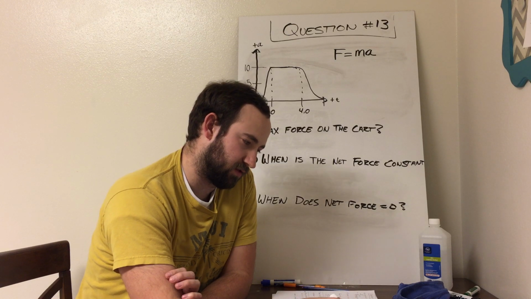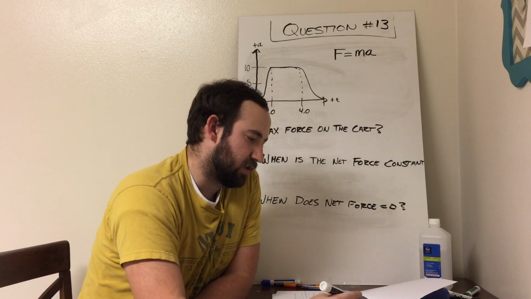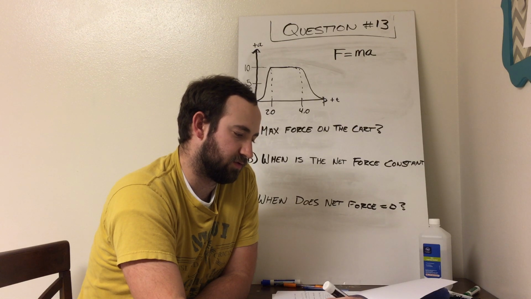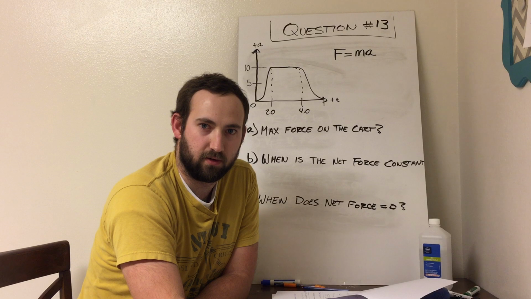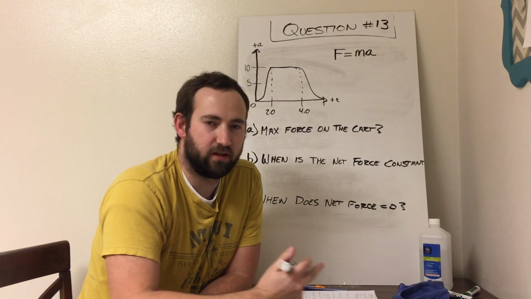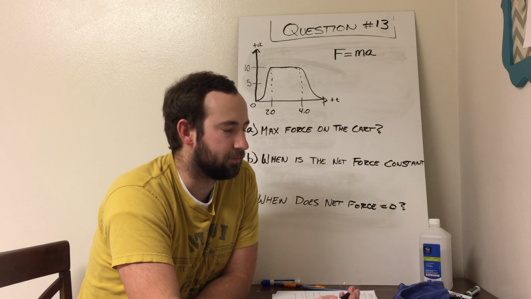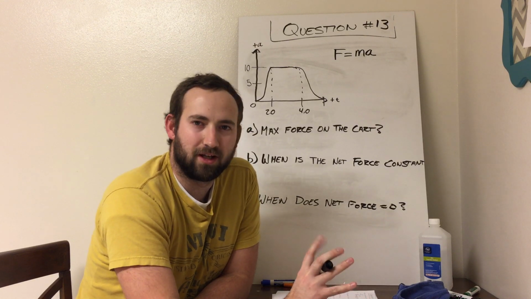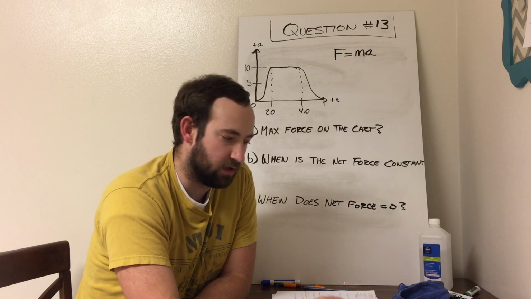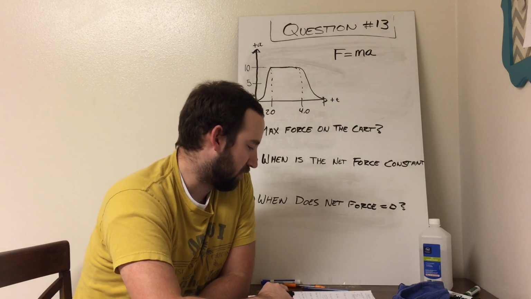And then part B says, during what time is the net force on the cart a constant? And then C is, when is the net force equal to 0? So we have 3 parts here. They're all pretty simple, and we are able to get a lot of information from this graph that was given to us. So let's start with part A.